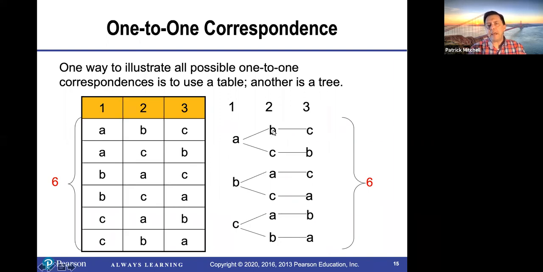If you've chosen B, then your only choice for number 3 is C. If you've chosen C, then your only choice for number 3 is B. And you do the same thing for pairing B with 1 or C with 1. And again, you find that there are 6 different one-to-one correspondences.